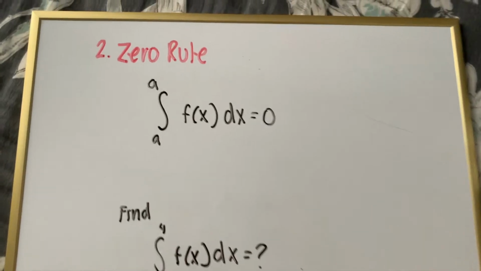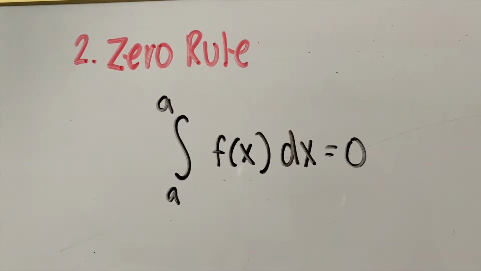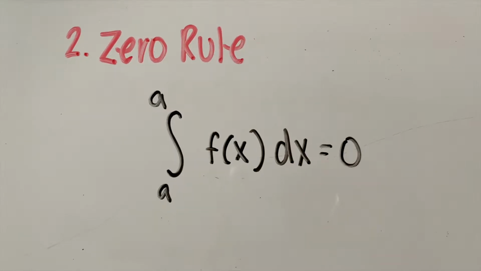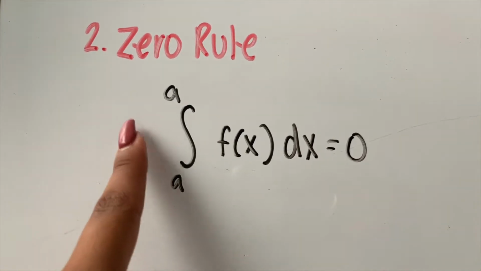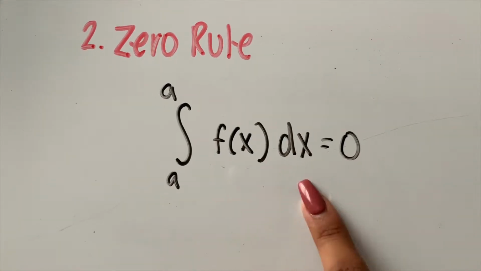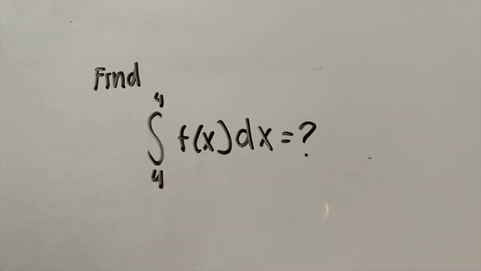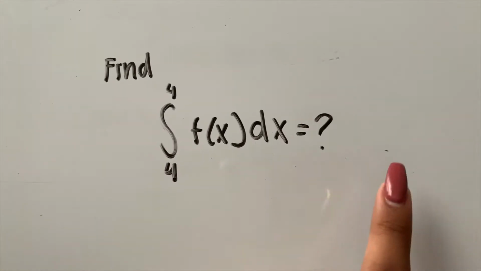Our second rule is the 0 rule. What this rule is saying is that the integral from a to a of f(x) is going to equal 0. Since we're not moving our positions and we're staying at the same point, your integral is simply equal to 0. So in this example, from 4 to 4, our function is going to equal 0.